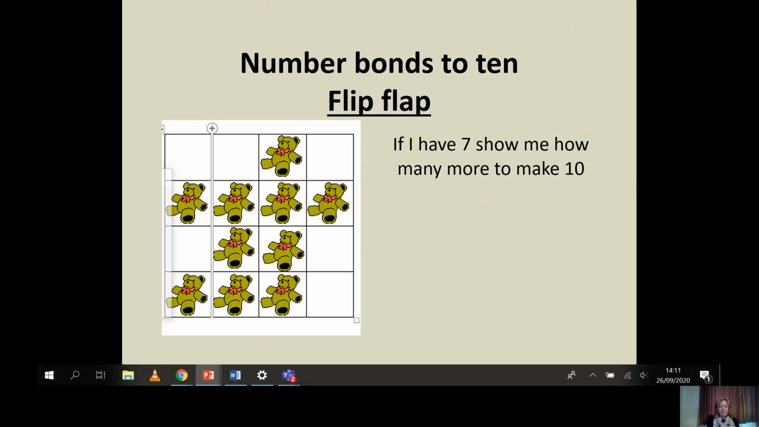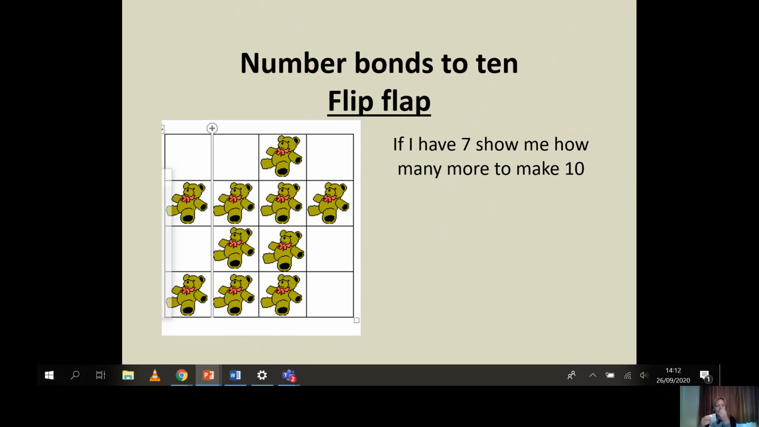And obviously you can fold it in different ways. If I had 9, 1, 2, 3, 4, 5, 6, 7, 8, 9, how many more would I need to make 10? Do you not know? Let's have a look. Okay, so it's a real physical way of, they can use it to reinforce, to check their own answers when they're trying to write it out.